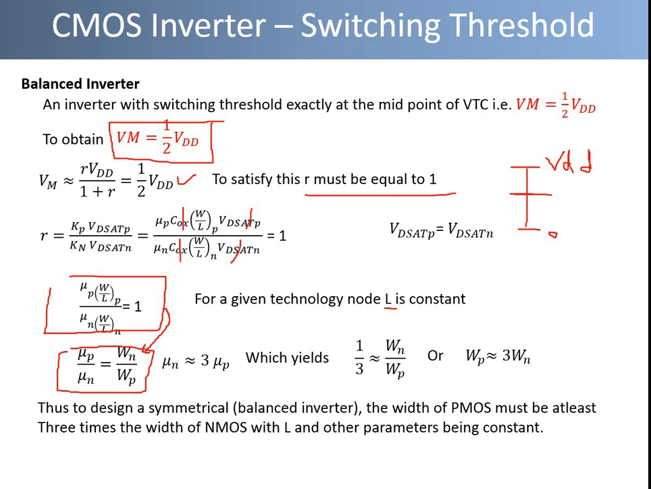From the basic transistor theory, we know that the mobility of electrons is almost 3 times the mobility of holes. Therefore, placing these values in this relation gives us this result. This result says that in order to design an inverter with the switching threshold exactly half the supply voltage, we must have a PMOS which is 3 times wider than the NMOS transistor, with length and other technological parameters being constant.